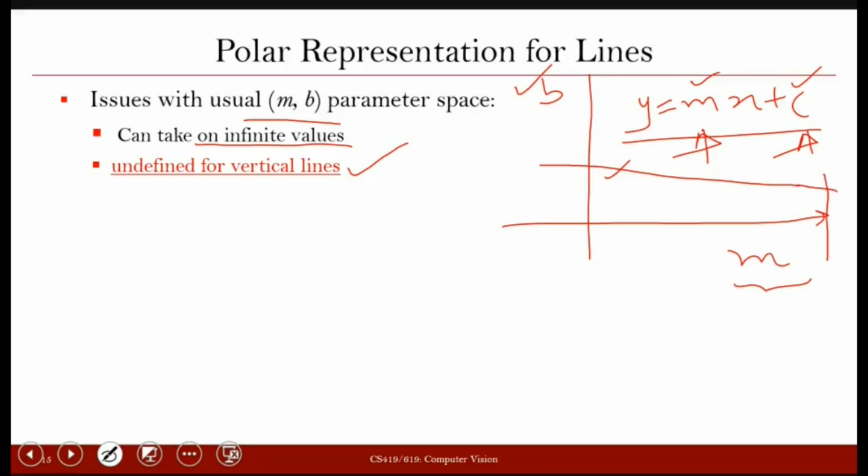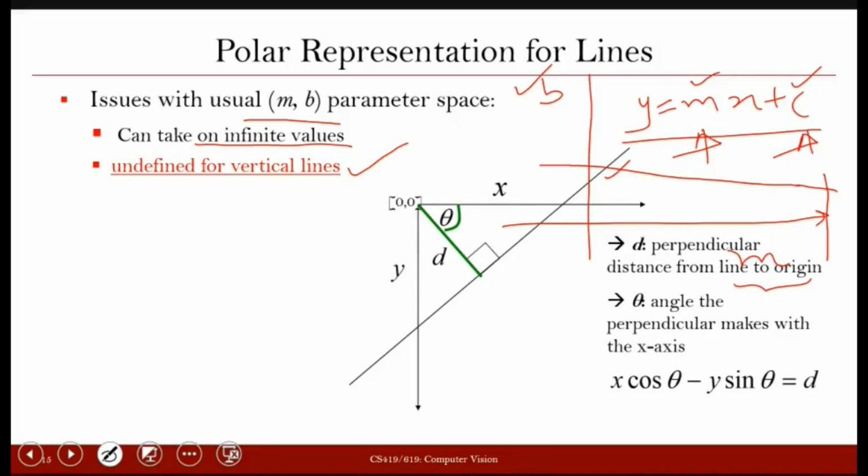So to handle these situations, we go for another representation of the line, which is in the polar coordinate system. We know that in polar coordinates, a line is defined like this: x cos theta minus y sin theta equal to d, where d is the perpendicular distance of the line from the origin (0, 0), and theta is the angle made by this perpendicular with the x-axis. Okay. Using this representation also, we can define the line.